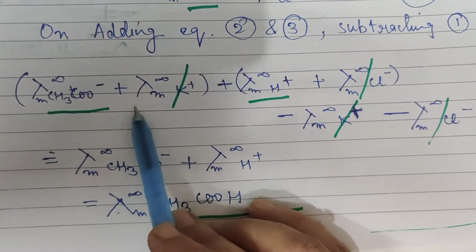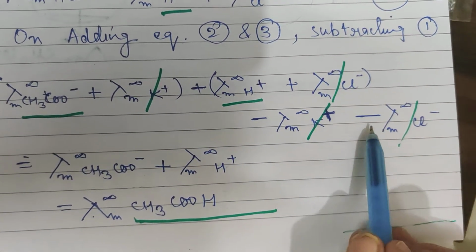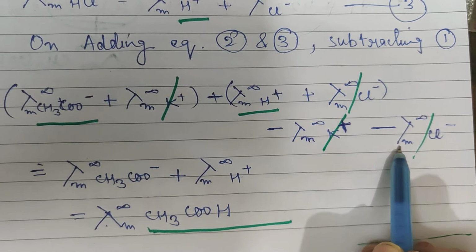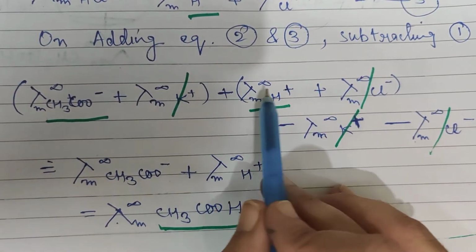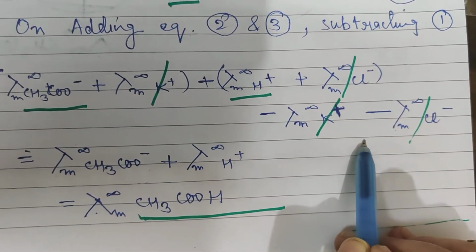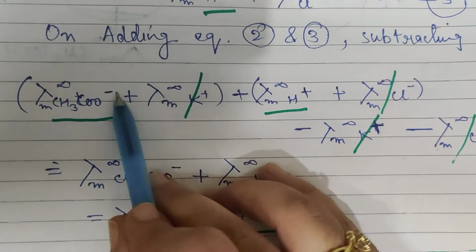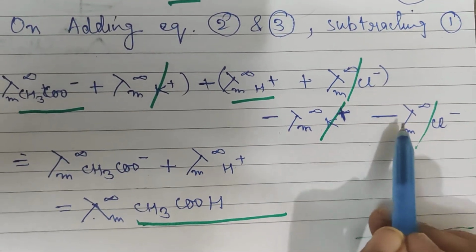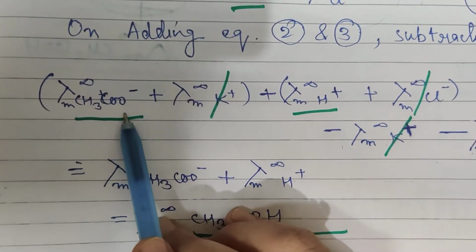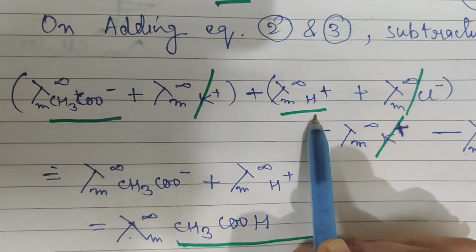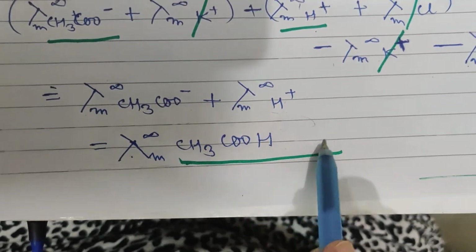You can see here I have summed up equation 2 and 3 and have subtracted equation 1. I have just mentioned the ionic components. So when you add these two and subtract equation 1, K plus will get cancelled off with this K plus, since the signs are different, and Cl minus will get cancelled off with this Cl minus. So in the final equation you will have only acetate ion and H plus ion, which is our requirement. So finally you will reach to the answer.